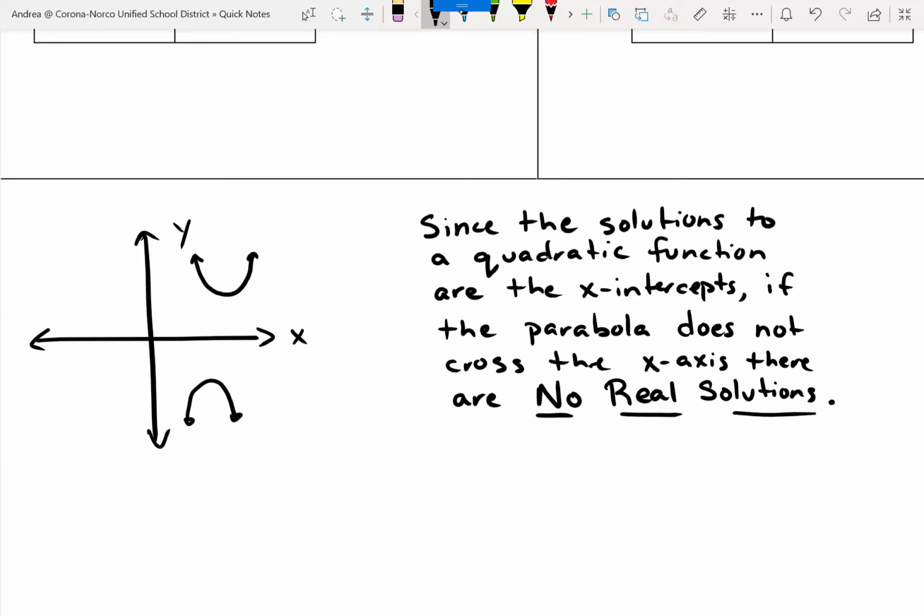Okay, remember way back in chapter 1 when we talked about the different types of numbers, we had rational, irrational, integers. All of those numbers are in this one big category of real numbers. So in this case, there are no real solutions. We will learn how to find the solutions next chapter when the parabolas never cross the x-axis. Give everybody a couple more seconds to write this down.